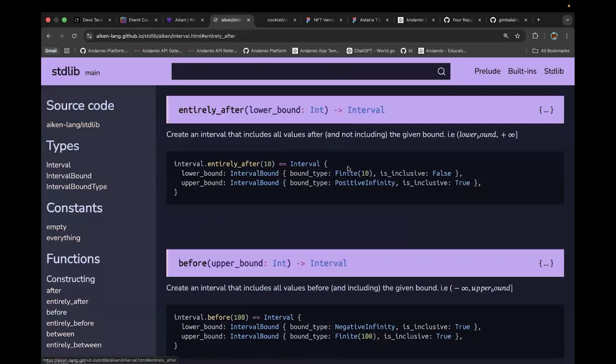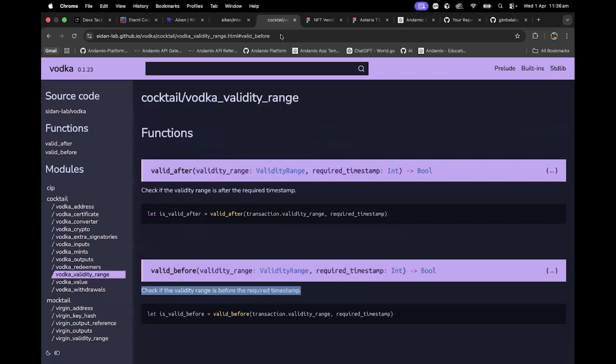Entirely after or entirely before. Create an interval that includes all the values after and not included the given bound. This is very confusing to me, so I'll stick to this one, right?